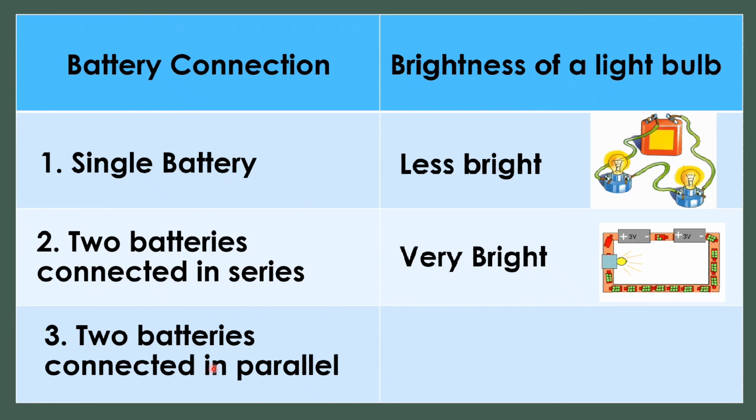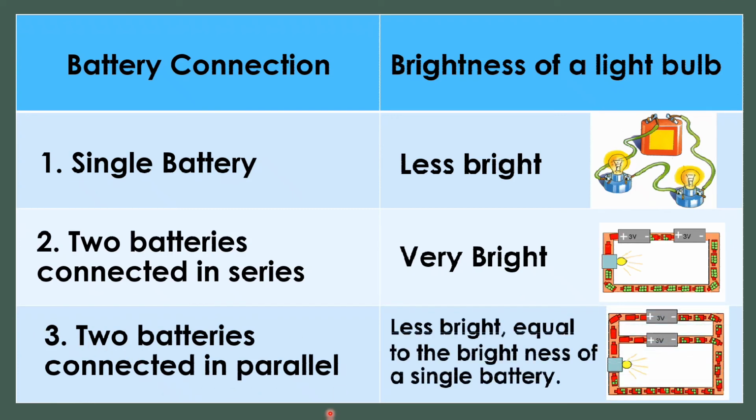And what if the two batteries are connected in parallel? For example, we have another bulb here, so it is less bright, equal to the brightness of a single battery. So again, it is less bright, equal to the brightness of a single battery. But this one is very bright because there are two batteries for one bulb.